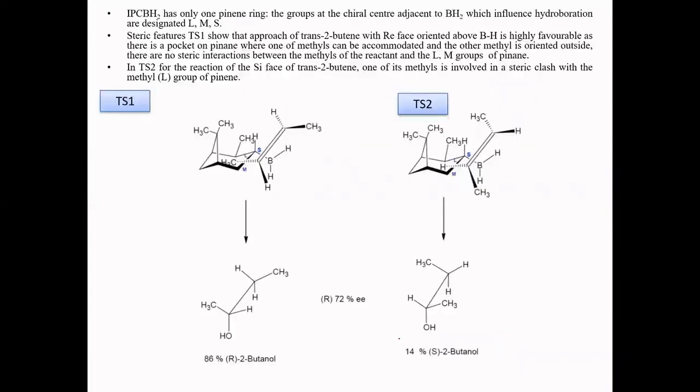Now why this happens, let us understand. Here you can see this is your reagent, drawn in the chair form. And here, if you look, this is boron, a smaller group, and this is hydrogen present here.